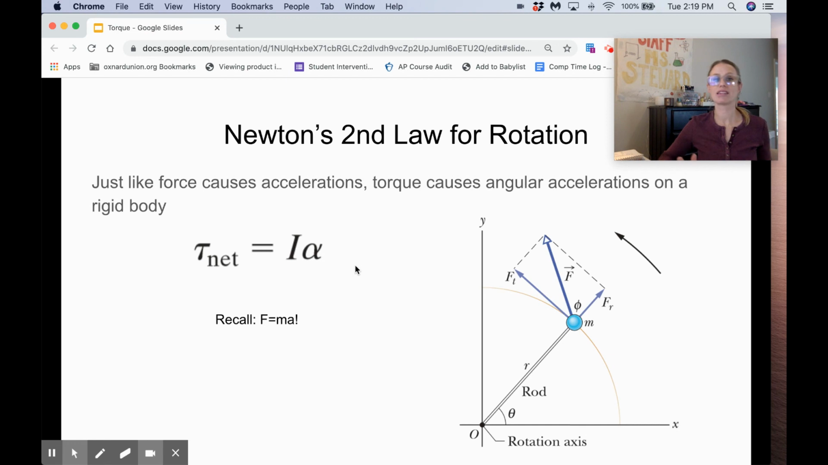Now you'll see a lot of the time we're going to use this equation and the equation rF sine theta, that cross product definition of torque. We'll use them in conjunction with one another. And we'll do a bunch of examples for this, so it makes a lot of sense to you guys.